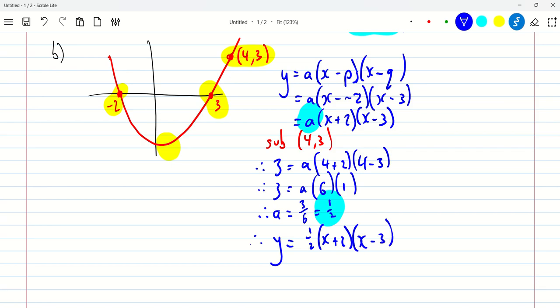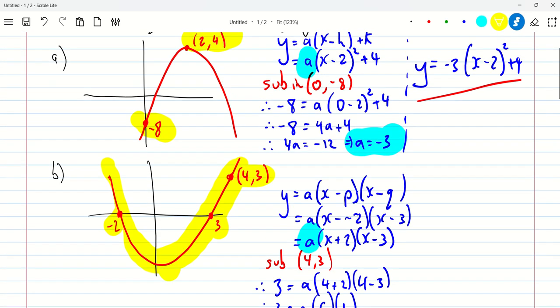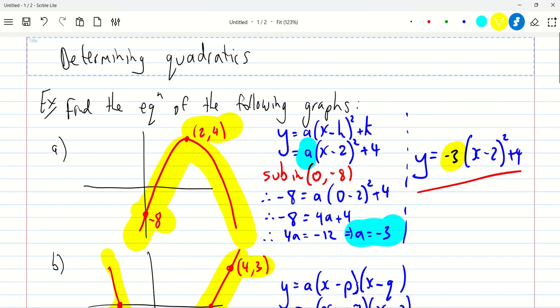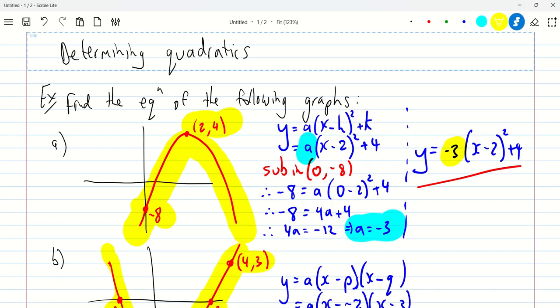And it's always good to do a double check of your maths. Because we've got a positive value for a there, that should mean we get a positive quadratic, a smiley face, and we do. In the previous one, we got -3, so we should have got a frowny face there, and we did. So that all checks out. And that's how we find the equation of quadratics.